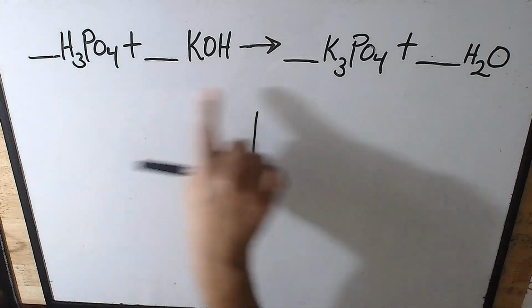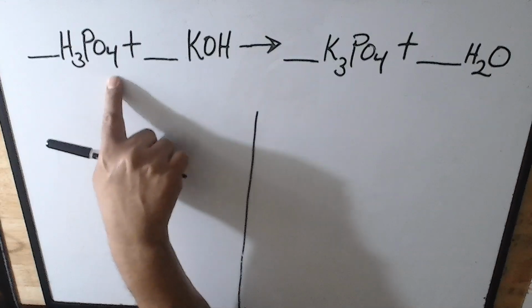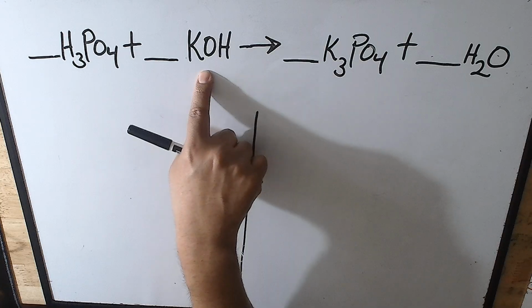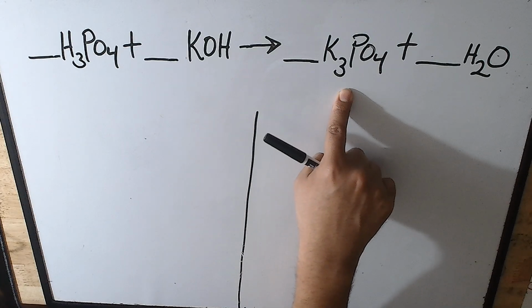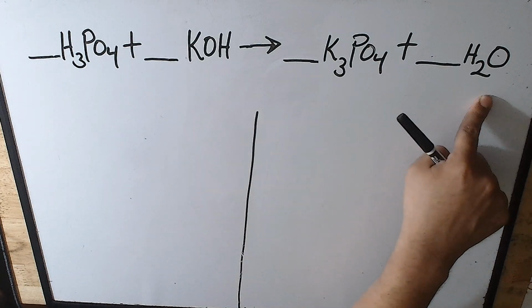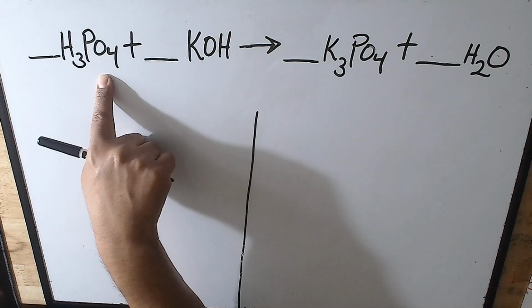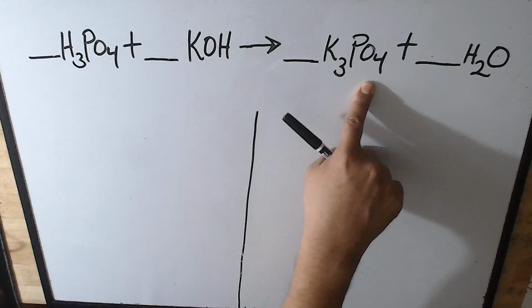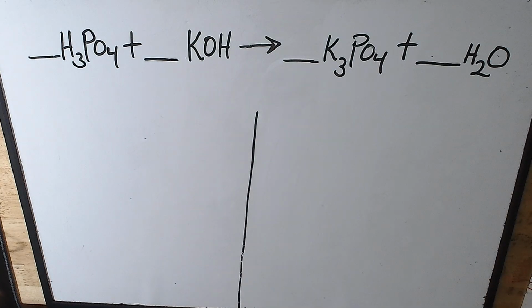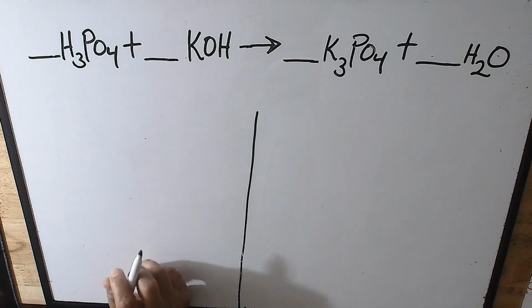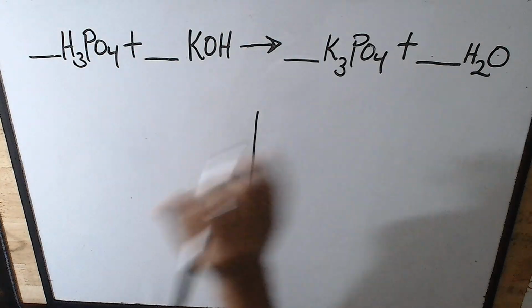Okay, so for this chemical equation, we have phosphoric acid reacting with potassium hydroxide and producing potassium phosphate in water. What's special about this chemical equation is that you have the same polyatomic ion appearing in the reactant and then in the product side. So whenever you have the same polyatomic ion that appears on both sides, you keep it together as a single unit whenever you balance the chemical equation.